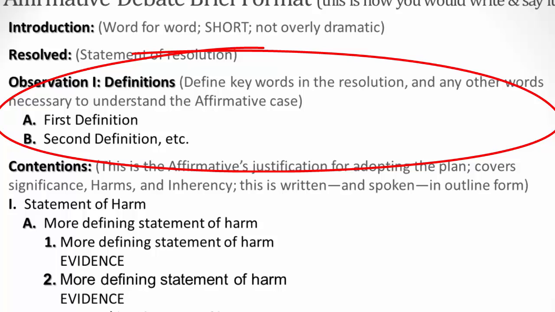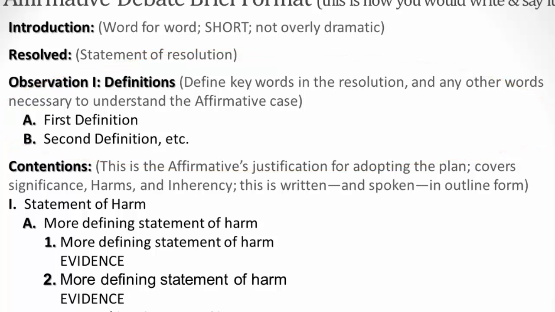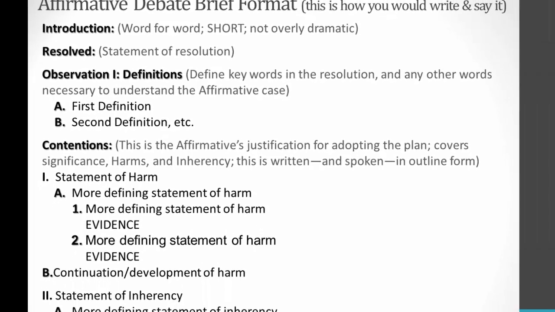Usually this includes any definitions. For example, what exactly do we mean by capital punishment? But it can include other items, such as establishing a criteria, perhaps whichever solution, the affirmative plan or the status quo, that provides the most benefits for the least amount of costs should win the debate.